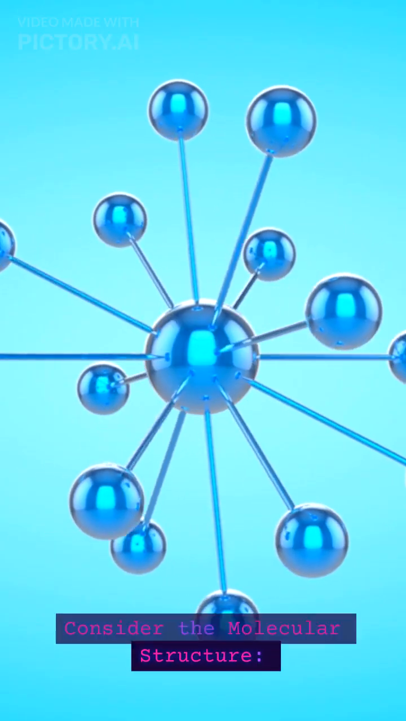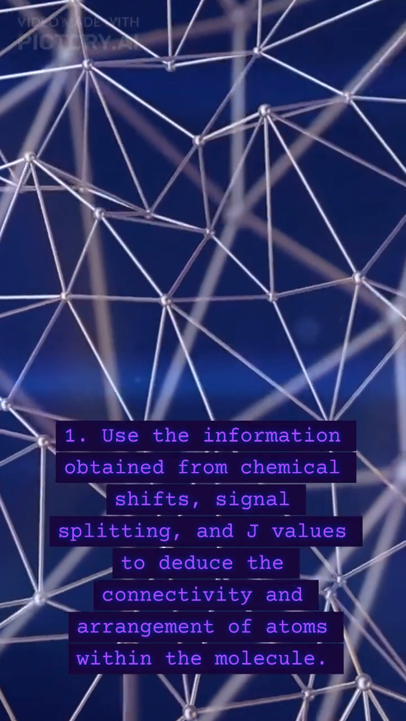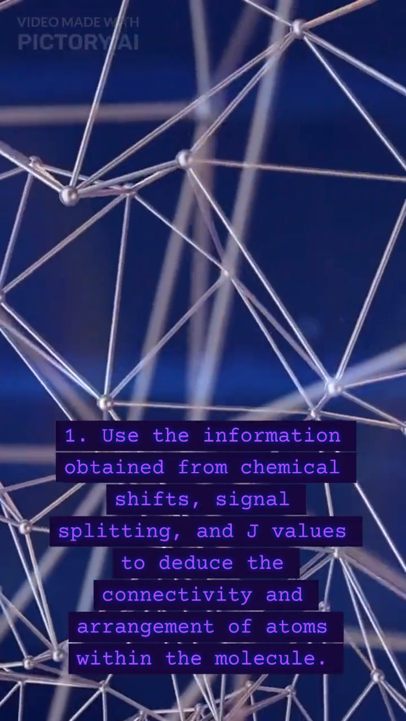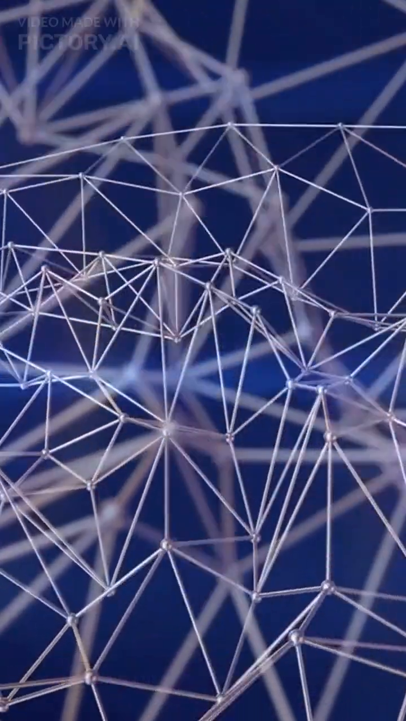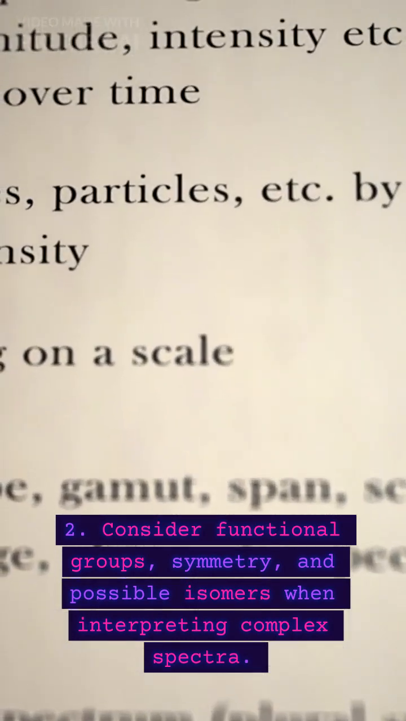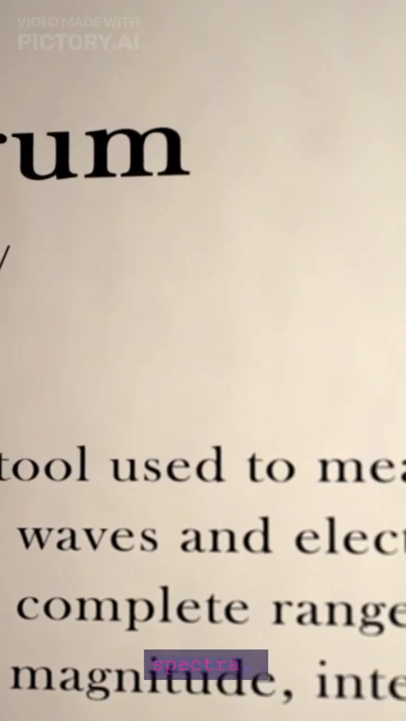Consider the molecular structure. 1. Use the information obtained from chemical shifts, signal splitting, and J values to deduce the connectivity and arrangement of atoms within the molecule. 2. Consider functional groups, symmetry, and possible isomers when interpreting complex spectra.